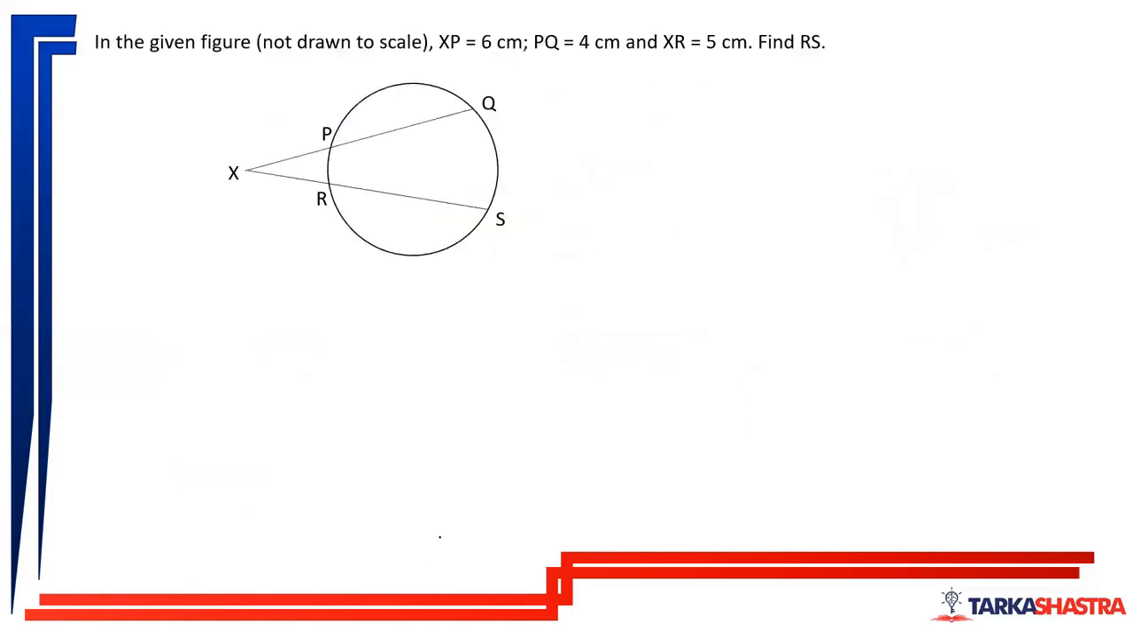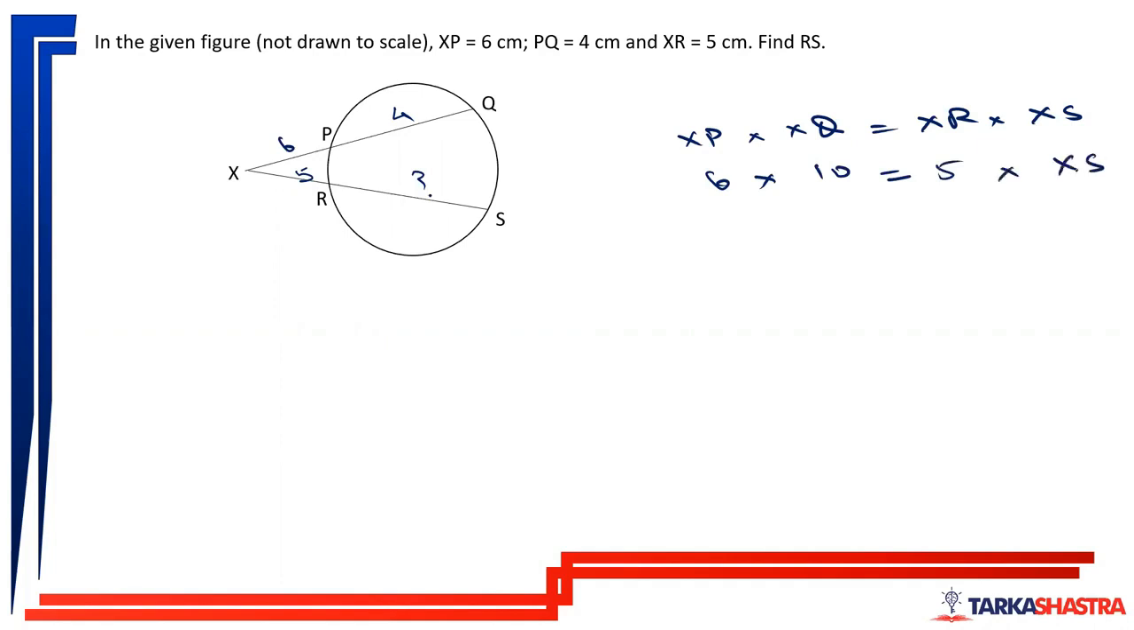Moving forward. In the given figure, not drawn to scale, XP is 6 centimeter, PQ is 4 centimeter, XR is 5 centimeter. We just have to find out RS. There is a very easy property. XP into XQ will be equal to XR into XS. XP we know that it is 6. XQ we know that it is 10. XR we know that it is 5, and XS, let us try to find out.